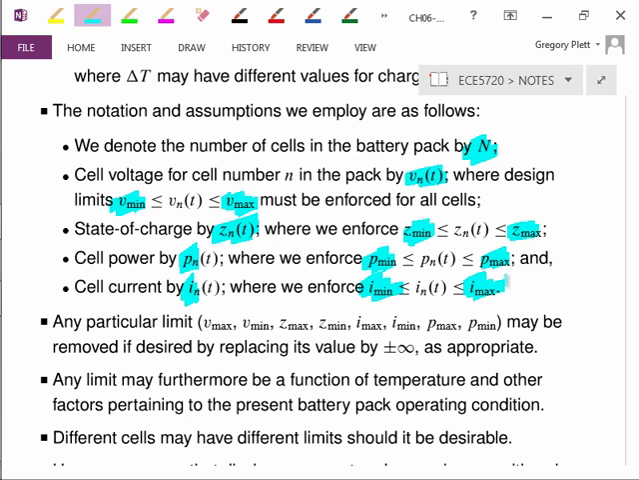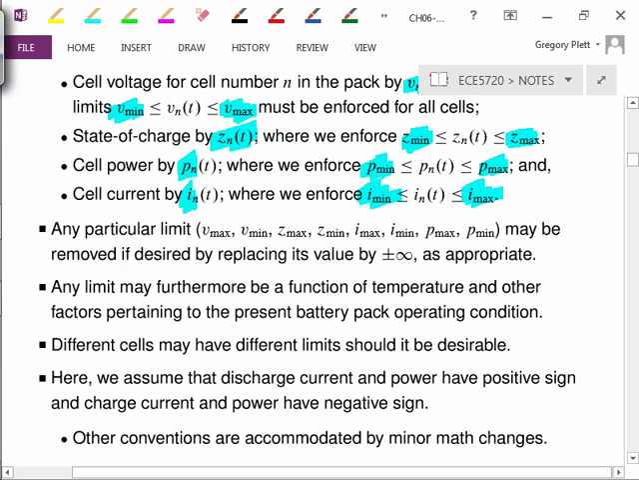So these limits may be dynamic limits, but at any point in time, I know what the temperature is, I know what the present operating dynamic mode of the battery pack is, so that these will be constant values right now, although over time they change slowly. Different cells might have different limits if that's desirable. I'm not sure why it would be, but it could happen. There's nothing that says that in this math that we'll introduce that that's impossible.